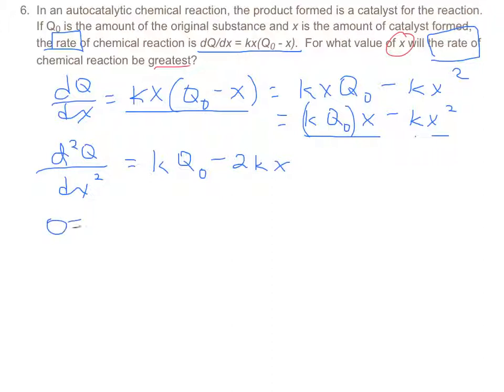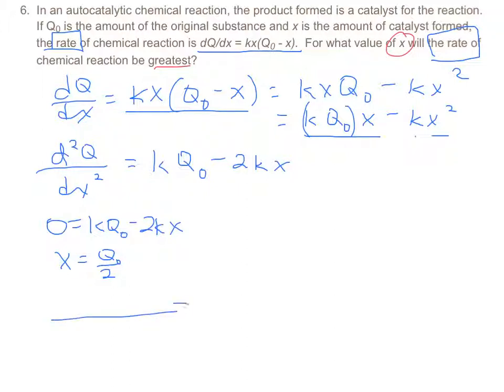So 0 equals kQ sub 0 minus 2kx. And so then x will equal Q sub 0 over 2 when you work it out. That's telling us that our value for x appears to be half the value of the initial catalyst, and that this might be when we have our maximum. This is our critical number.